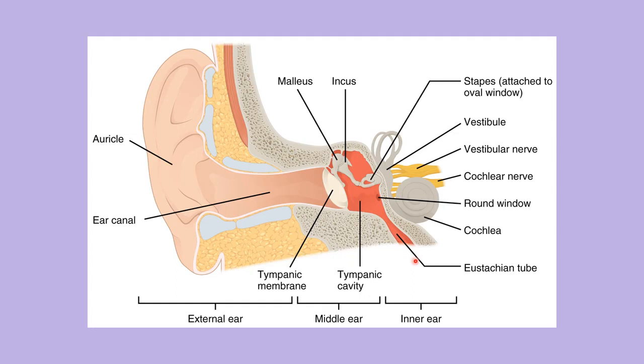Excuse me. The inner ear extends from the other side of the oval window. It contains the semicircular canals. It contains the cochlea, which also has a connection right here to the round window. And then back here, we've got our vestibular nerve and our cochlear nerve.